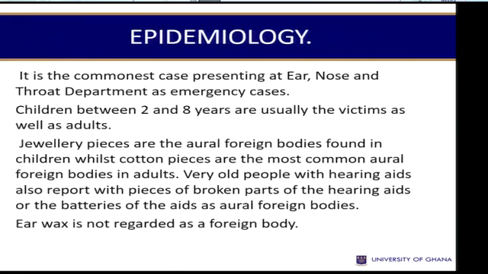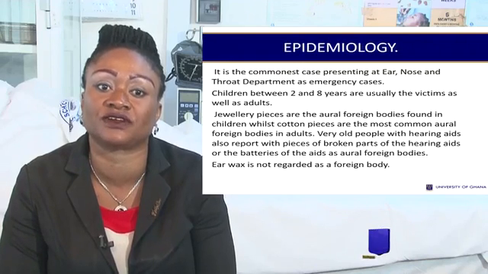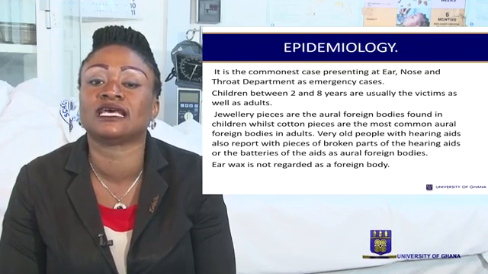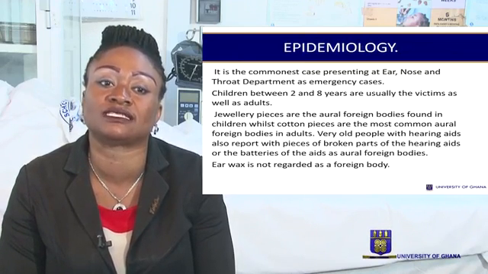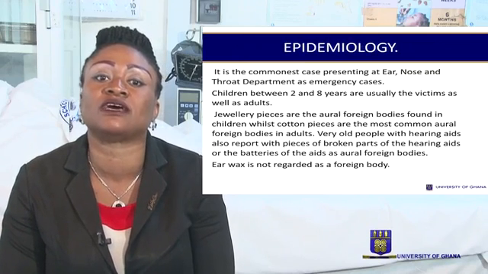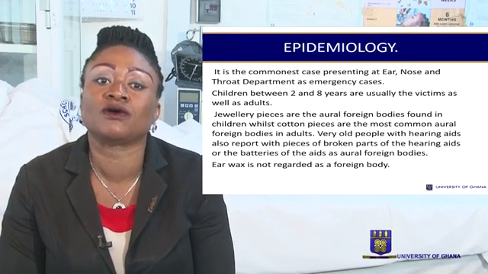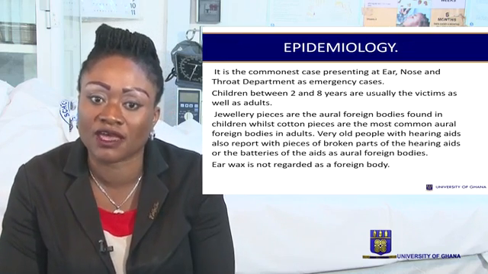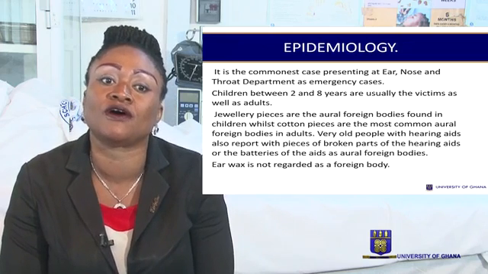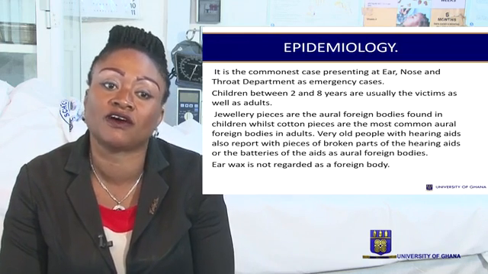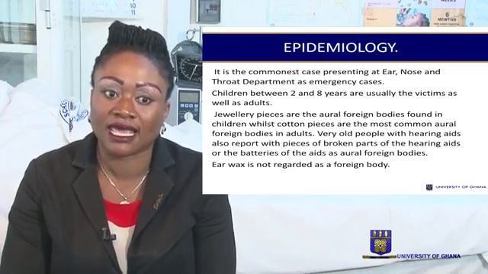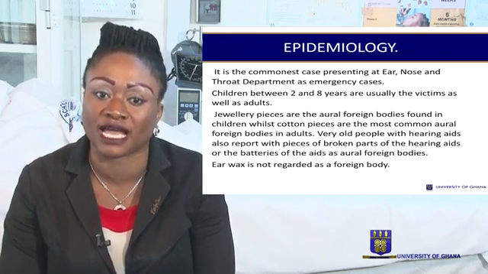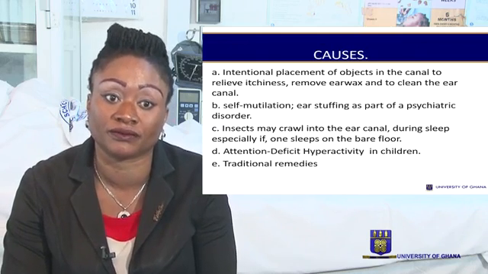Foreign body in the ear is the commonest case presenting at the ear, nose, and throat department as emergency cases, and children between 2 and 8 years are usually the victims as well as adults. Jewelry pieces are the aural foreign bodies found in children, whilst cotton pieces are the most common aural foreign bodies found in adults. And very old people with hearing aids also report with pieces of broken parts of the hearing aids. Earwax, however, is not regarded as a foreign body.